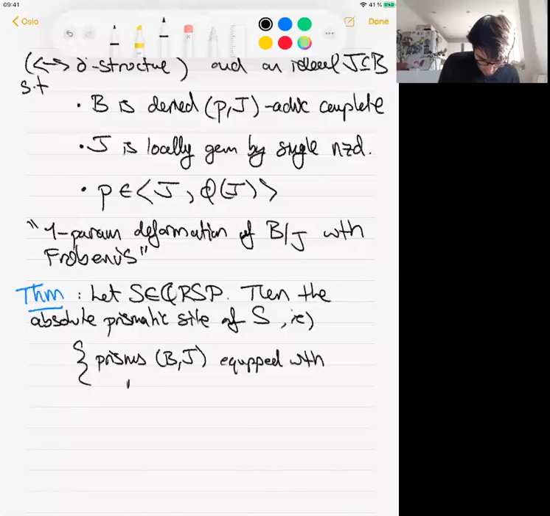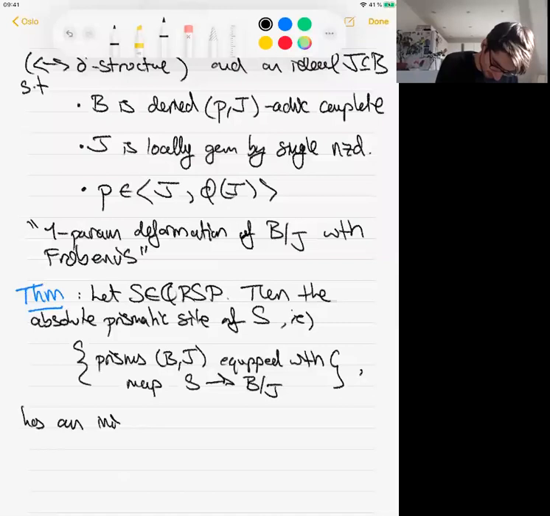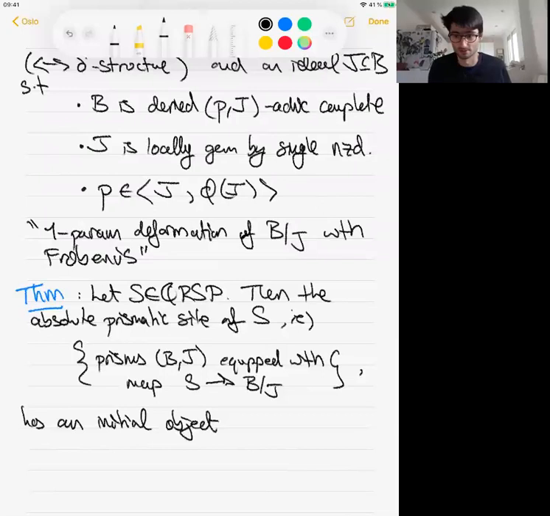such that B mod J is equipped with the structure of an S-algebra. I look at the category of all these prisms, and that, once you appropriately topologize it, but you don't even need to, forms for you the so-called absolute prismatic site of S. Indeed, this definition makes sense basically for any ring S. But in the particular case of a quasi-regular semiperfectoid, you can prove the following. So this category has an initial object. It's a universal prism which is associated to the quasi-regular semiperfectoid.